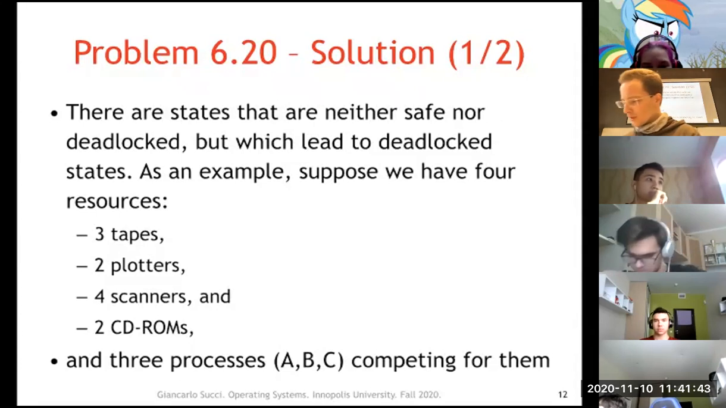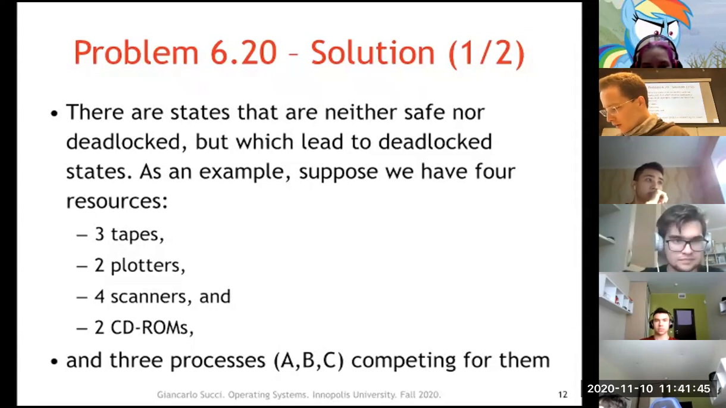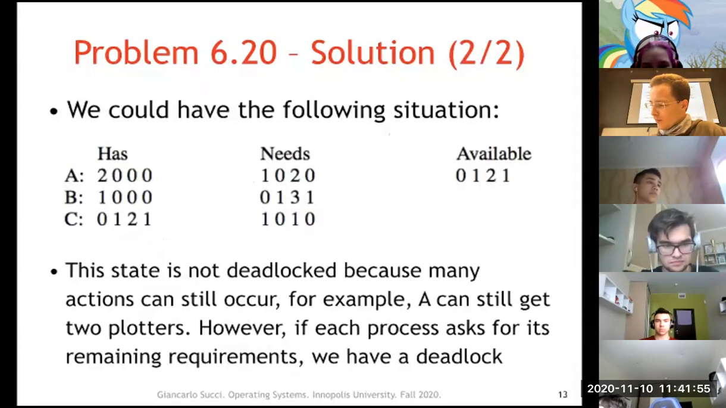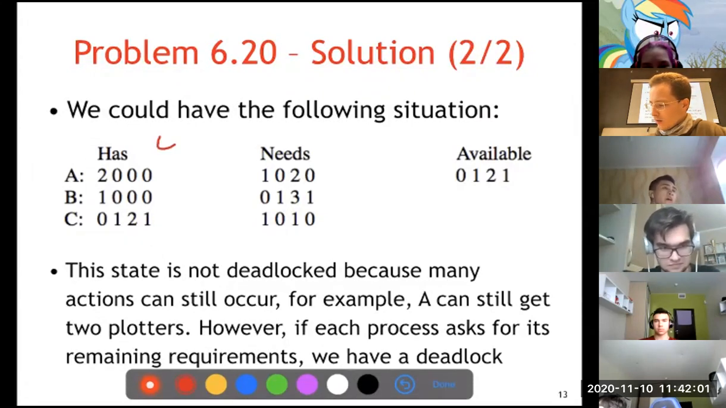So let's go through an example. We have 4 resources: 3 tape drives, 2 plotters, 4 scanners, 2 CD-ROMs, and 3 processes competing for them. So if we have these, this is C, this is request, this is the available. So are we in a safe state?